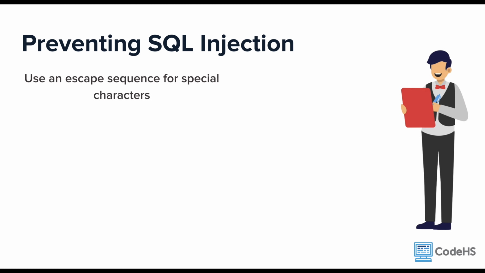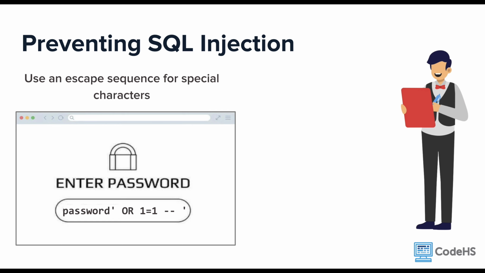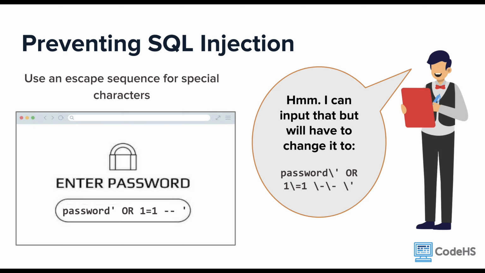Another technique is to use what is called an escape sequence for special characters. The escape sequence is different depending on the programming languages used to build the website. When escape sequences are used, the server will look at the input from the client and add a special escape sequence to each special character. This ensures that the special character remains part of the text and isn't used in the programming of the site or the database. "I can input that, but I'll have to change it slightly."